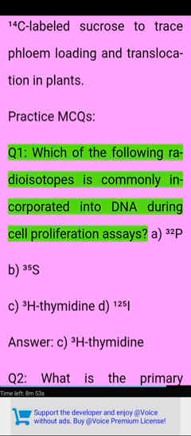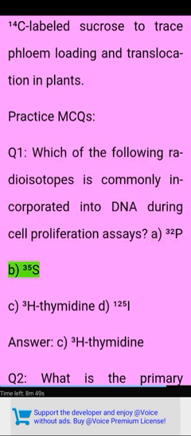Practice MCQs. Q1. Which of the following radioisotopes is commonly incorporated into DNA during cell proliferation assays? A. 32P. B. 35S. C. 3H thymidine. D. 125I. Answer. C. 3H thymidine.